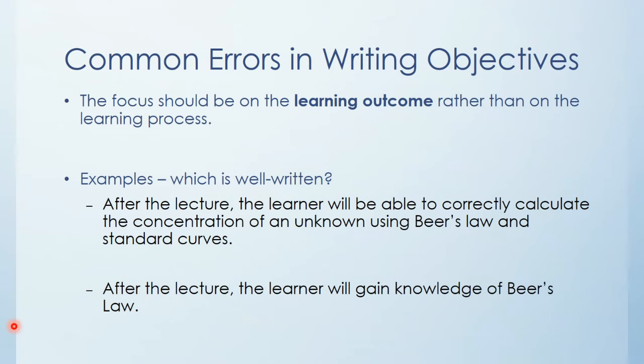So some common errors in writing objectives. Another one is that the focus should be on the learning outcome rather than the learning process. So it's not how they're learning it, it's whether they actually learned it. So let's look at our 2 examples.